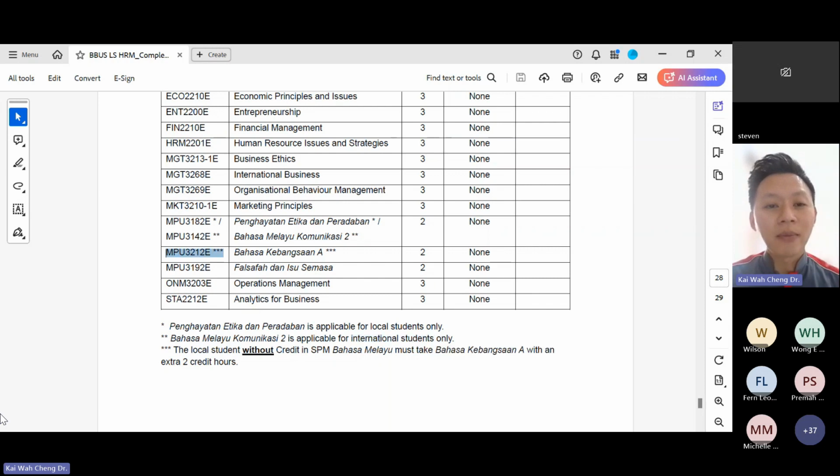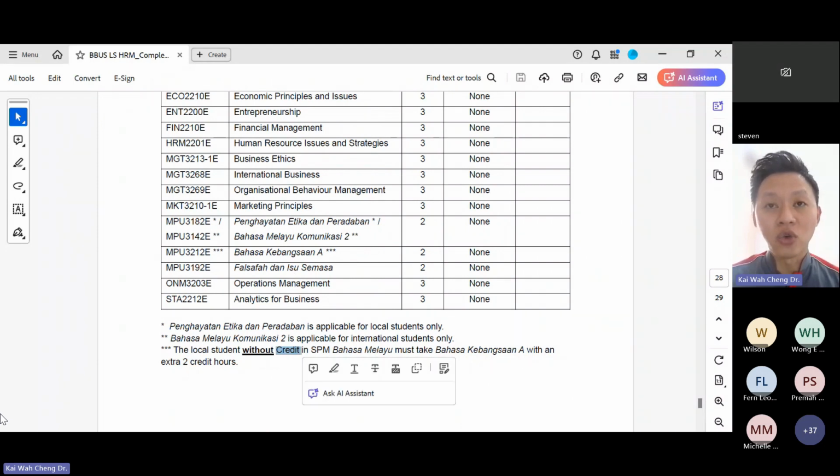Now, 3 star. MPU 3212E, 3 star. Bahasa Kebangsaan A. What does this mean? Okay, now let's look at the footnote. The local student without credit in SPM Bahasa Melayu must take Bahasa Kebangsaan A with an extra 2 credit hours. That means if you already enrolled in this program, but you failed SPM Bahasa Melayu, or you graduated from international school, so you don't even take your SPM exam, you need to take MPU 3212E Bahasa Kebangsaan A.